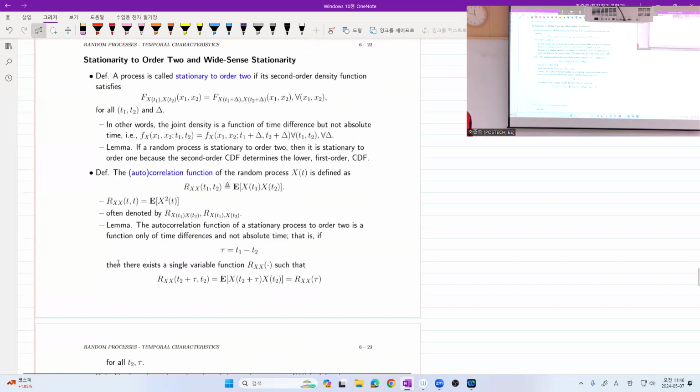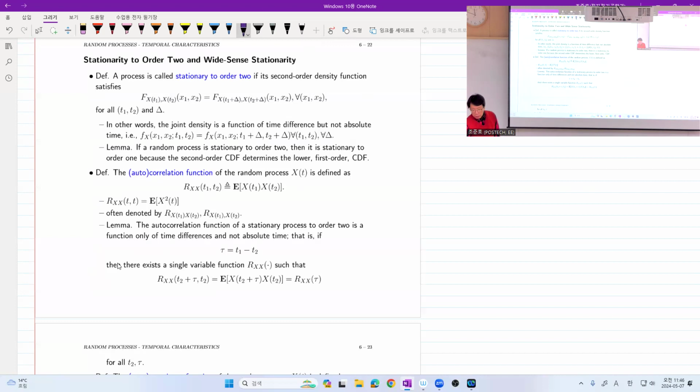Now, let's move on to stationarity to order 2. And so you want to define stationarity to order 2. What would that mean? In the first order, or stationary to order 1, you'd have chosen some t, and for any offset delta, this PDF does not change. Now, for stationarity to order 2, you're also motivated by Kolmogorov's theorem.